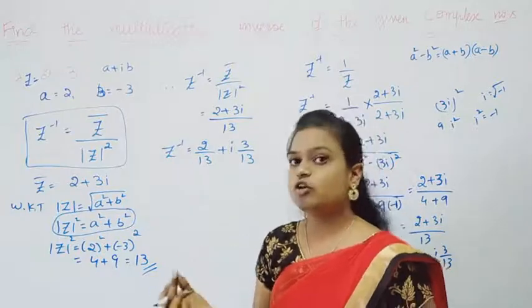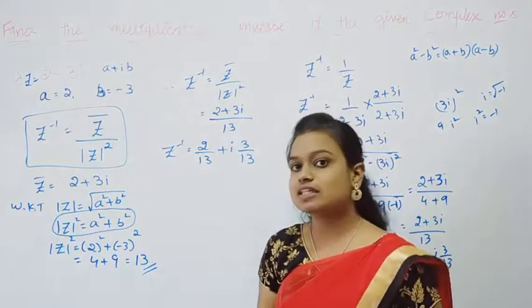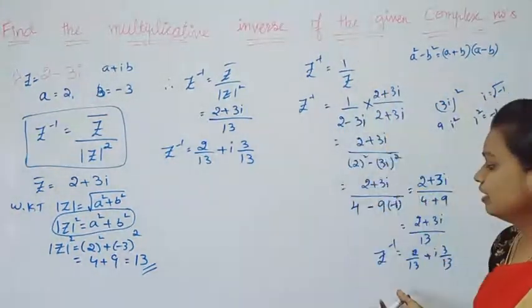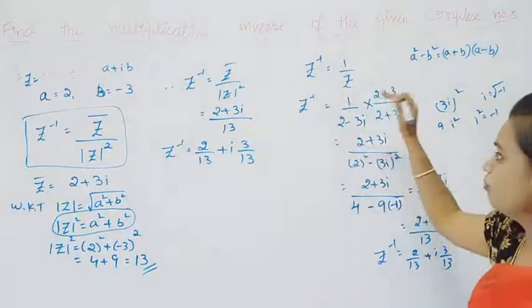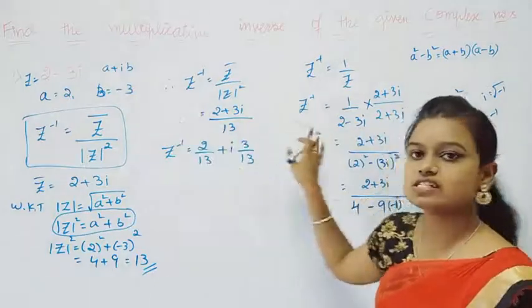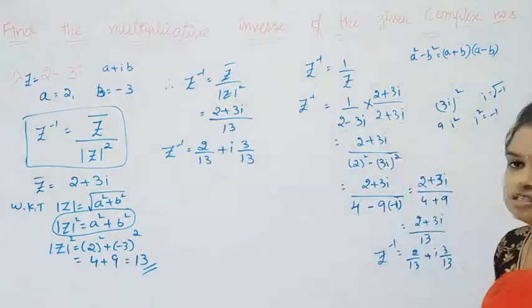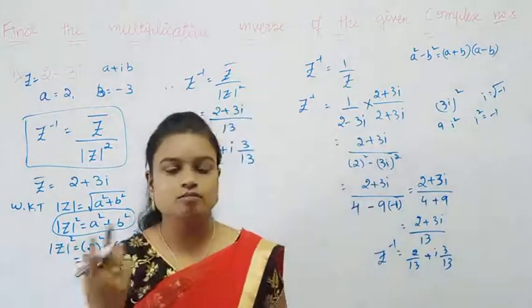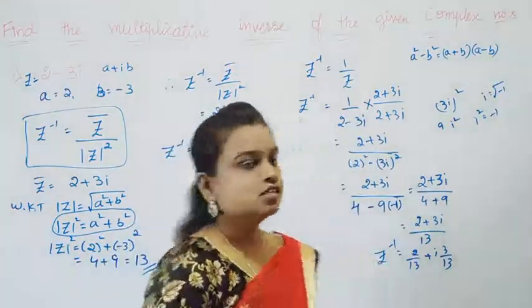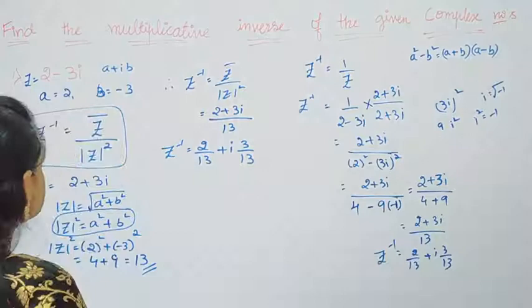If you do not remember the formula, you can find the inverse like this. That is, Z inverse means 1 by Z. 1 by Z means the given complex number. Then you have to rationalize and simplify. You will get the multiplicative inverse of the given complex number. Understand? So this is one problem. We move on to the next problem.